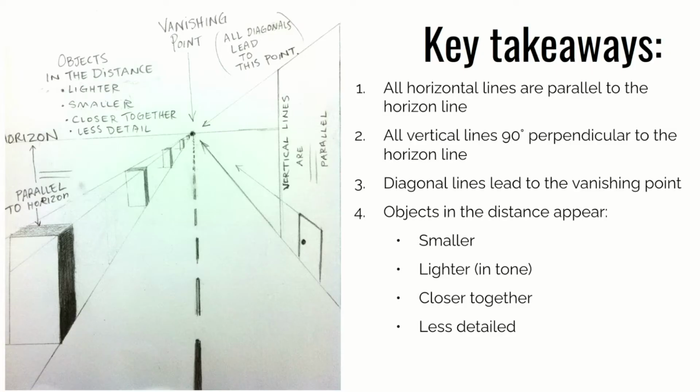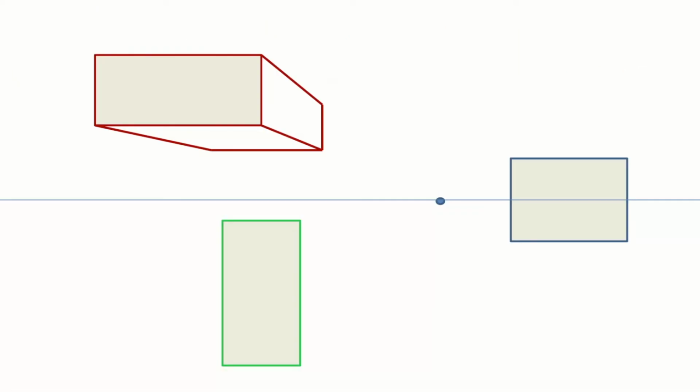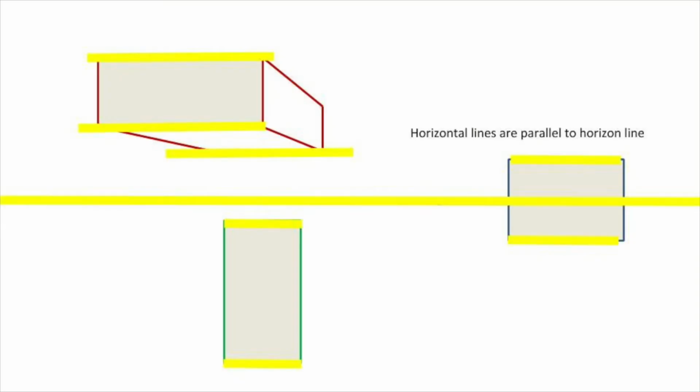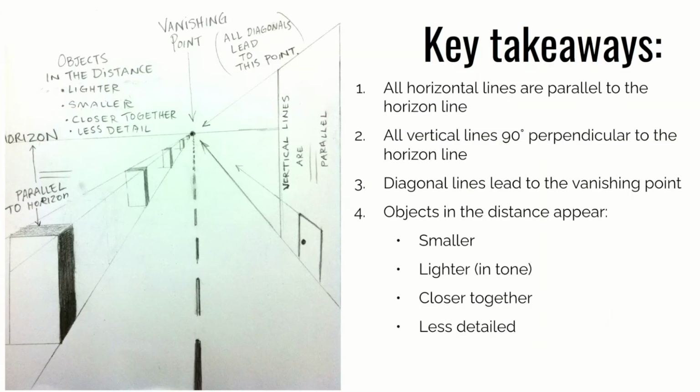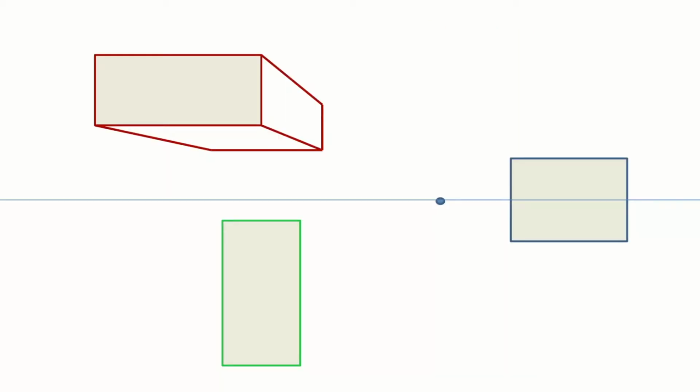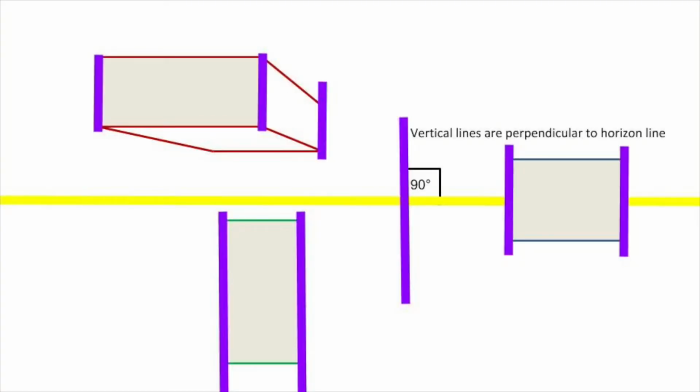Some key takeaways from this. Number 1, all horizontal lines are parallel to the horizon. That means the top and the bottoms of the rectangles are parallel to the horizontal line that runs through the middle. All vertical lines are 90 degrees perpendicular to the horizon line. So that means the right and left sides of those rectangles are intersecting or perpendicular to the horizon line.